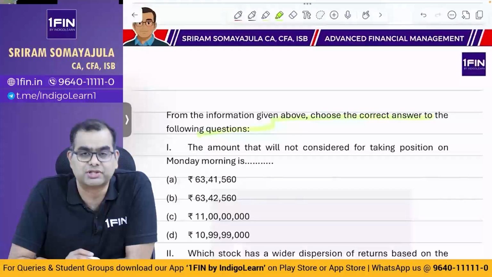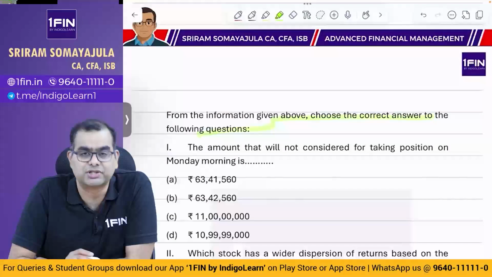Now, this is very different from the actual study material question that they asked, where they even took this amount and only 1,000 is not considered. But here they are not considering even this amount also. Very, very weird answer. Okay, very weird answer.